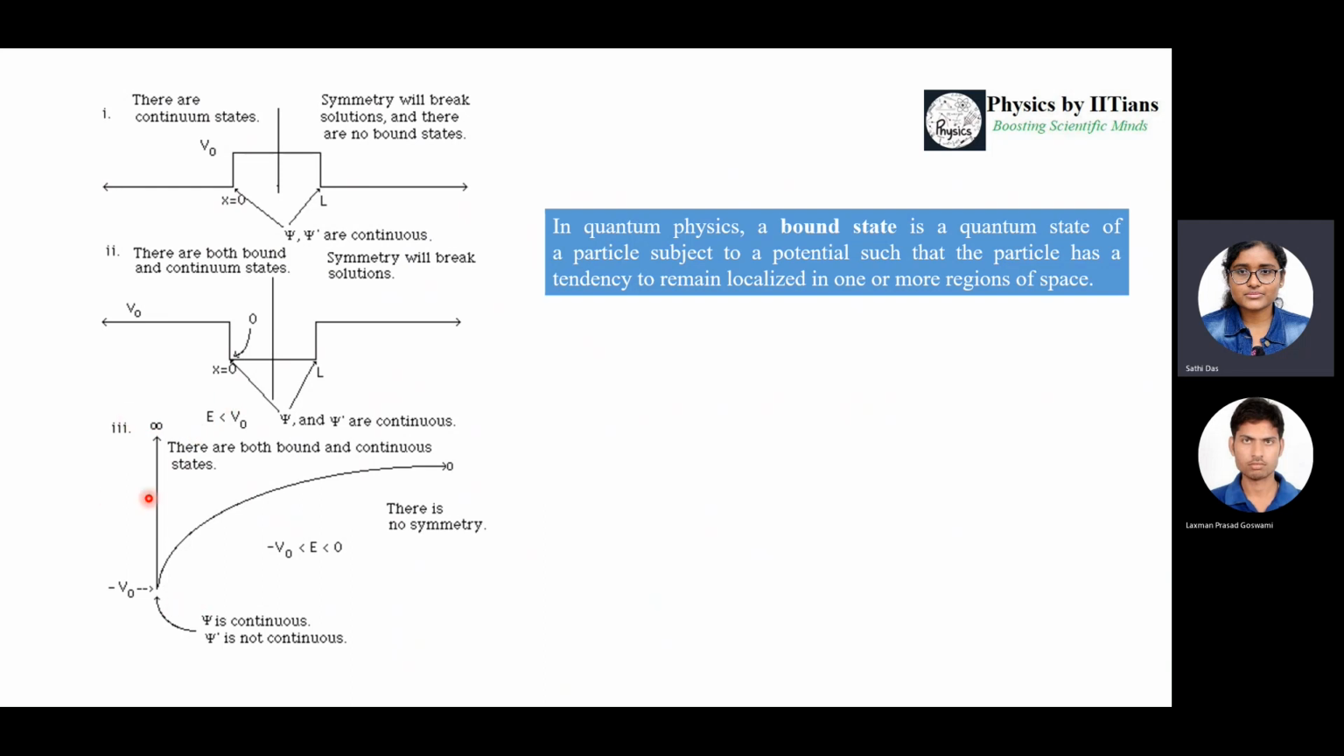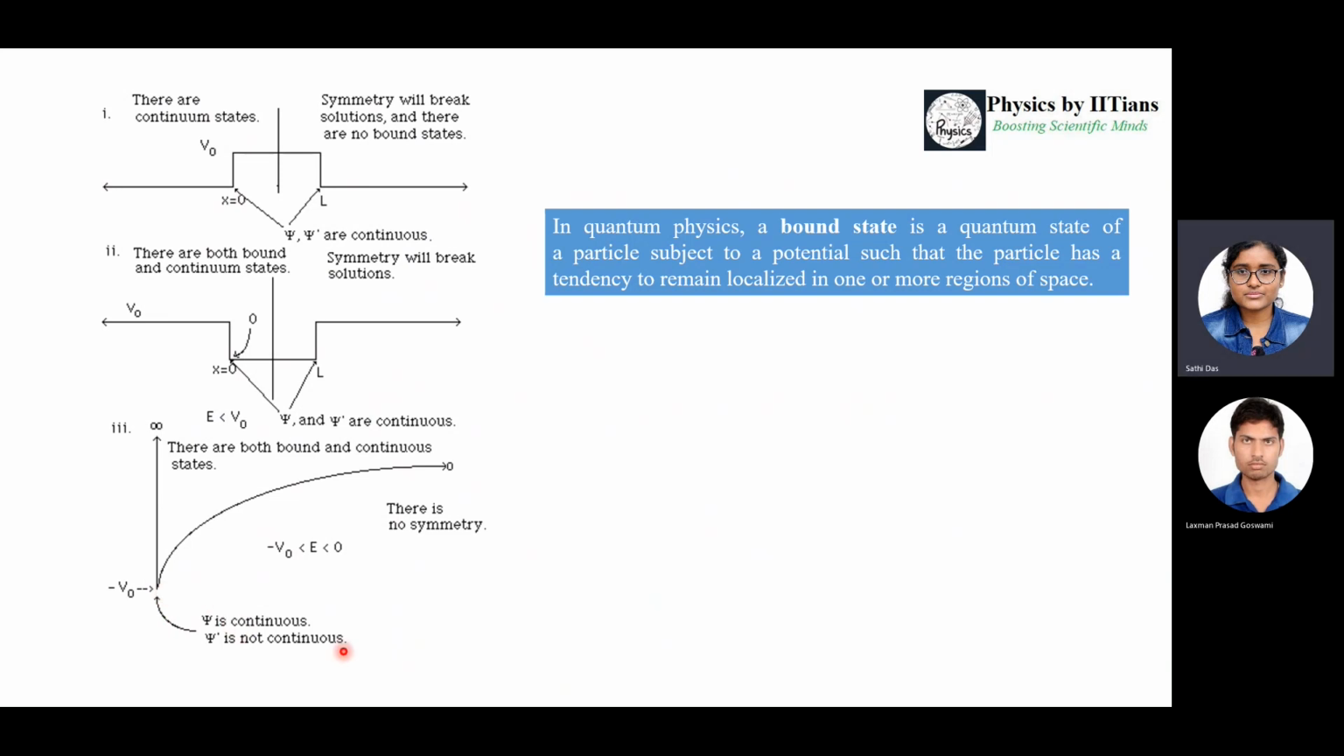And the third one is this kind of potential, going from minus V naught towards 0. So there are both bound conditions and continuous conditions for a particle having energy E from minus V0 to 0. So the particle has energy in between. There is no symmetry here, but the boundary condition at this point is that psi should be continuous, and psi prime or del psi del x should also be continuous.